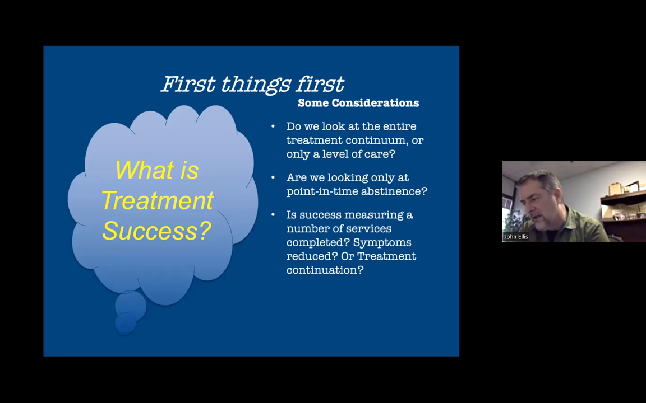Also, are we just looking at a point in time of abstinence? One of the national outcome measures by SAMHSA that they came up with a couple of years ago is called abstinence at discharge. That was their view of treatment success, abstinence at discharge. But is that really telling of somebody's progress in treatment?